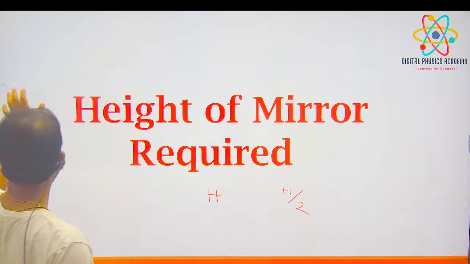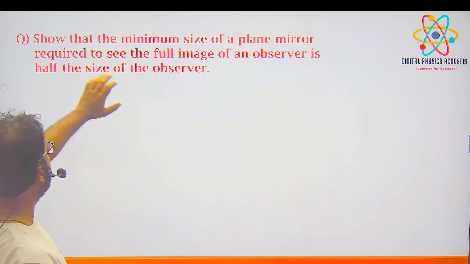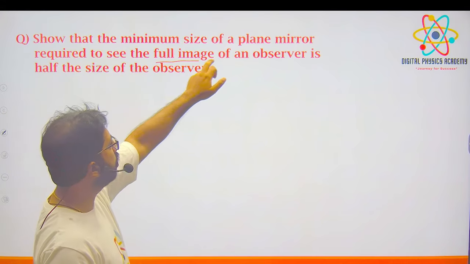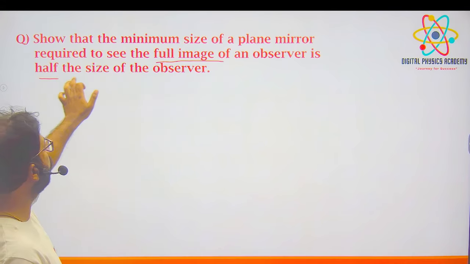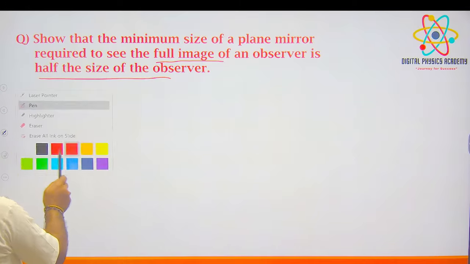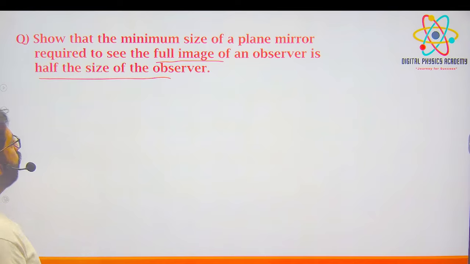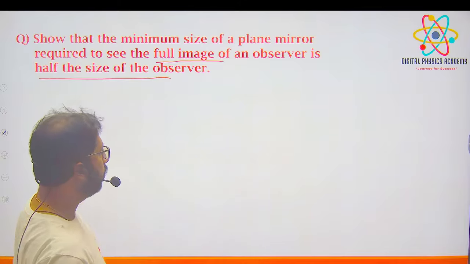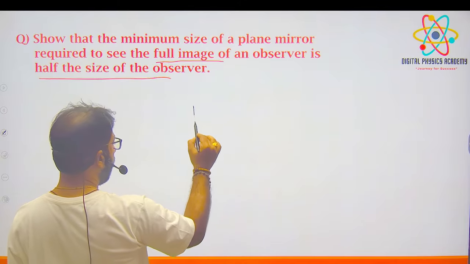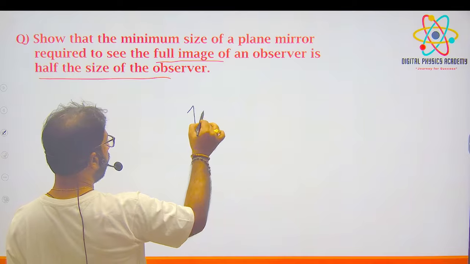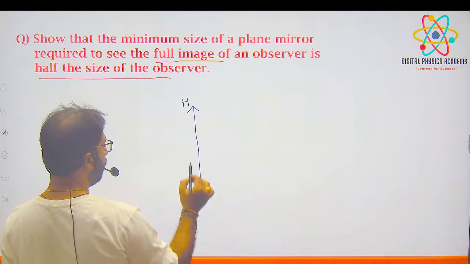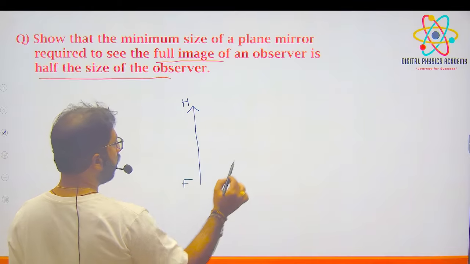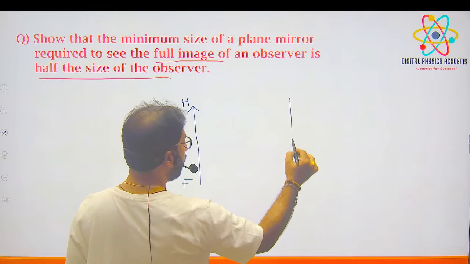Okay. So show that the minimum size of the plane mirror required to see the full image of an observer is half the size of the observer. So we have to prove h by 2. Okay. So see, this is the person's height. I call this h, head, and this is feet. And here I am putting a plane mirror.